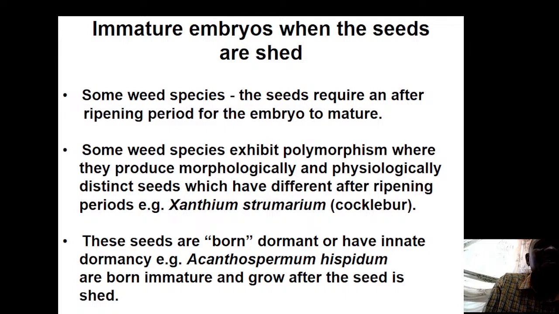There are some seeds which, when they are shed, possess immature embryos inside the seeds. For those seeds to germinate, the immature embryos have to grow and become mature so that the seed can germinate. We call this period an after-ripening period, for the embryo to mature.